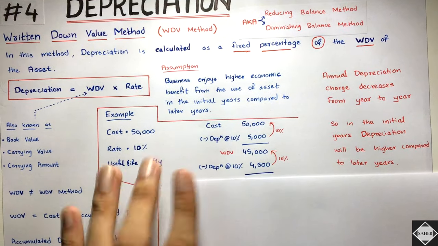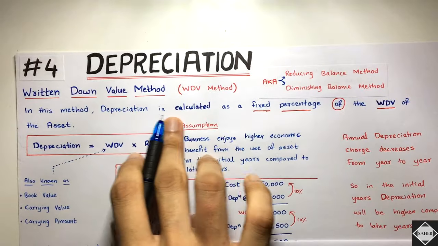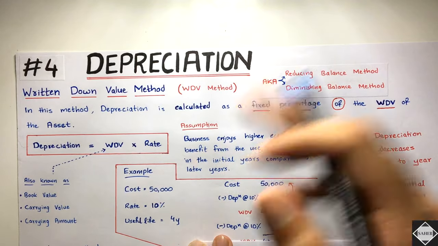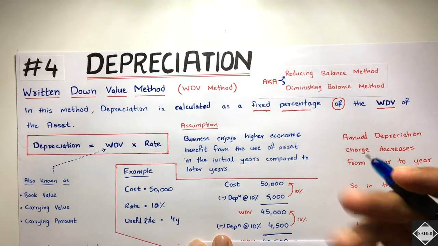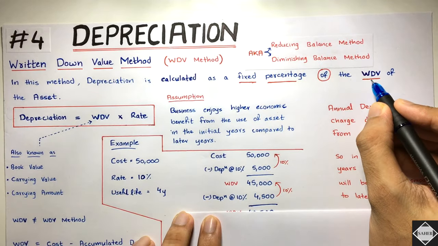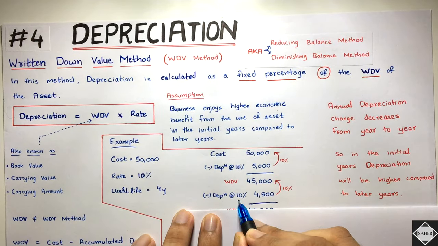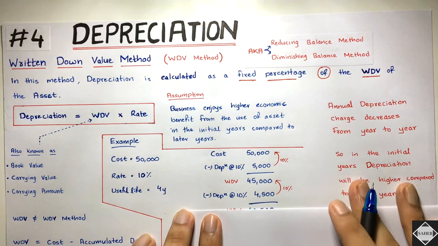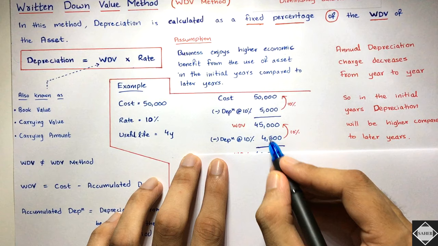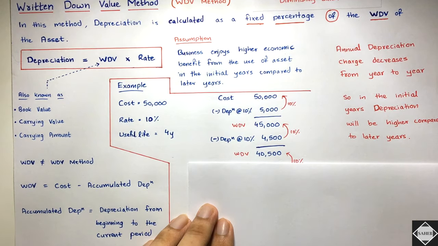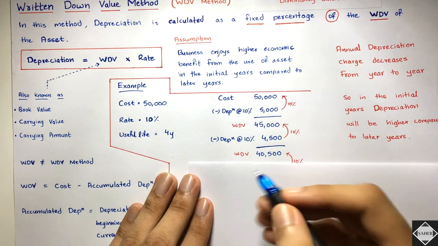Simple calculation. So see here, the meaning only. Depreciation is calculated as a fixed percentage. Percentage is fixed now, 10% only. Every year 10% only. But on what? Not on original cost. Okay, not on original cost. It is on the WDV. See, you calculated this 10% on WDV, on 45,000. Is that clear? Yes, you got it. Now see, 45,000 minus 4,500, that's equal to 40,500. Isn't it? Yes.